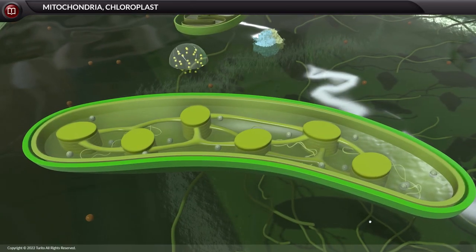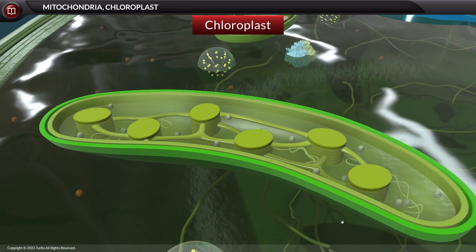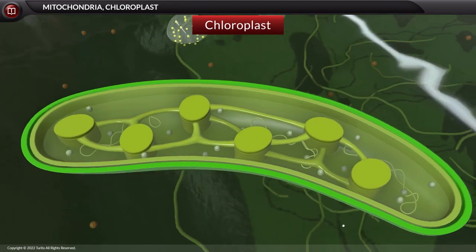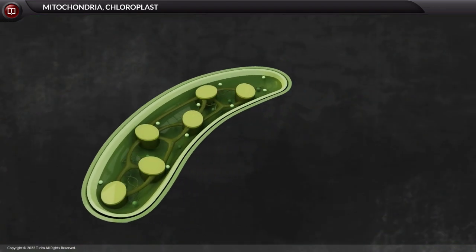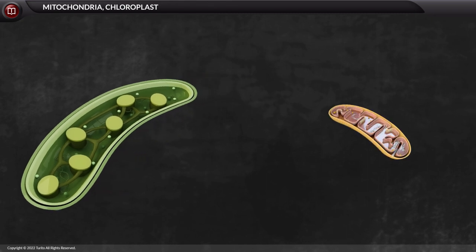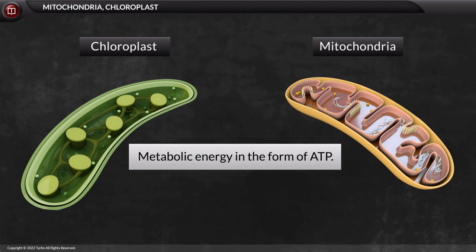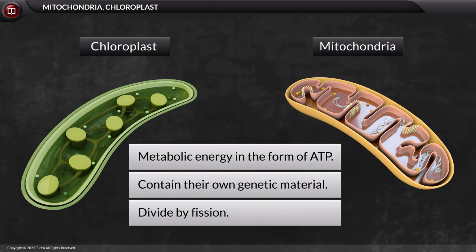Let us now move to the next cell organelle, chloroplast. Chloroplasts are plastids present in plant cells that play a critical role in photosynthesis. In many aspects, chloroplasts are similar to mitochondria. Both organelles generate metabolic energy in the form of ATP, contain their own genetic material, and divide by fission. However, the chloroplasts perform a unique task called photosynthesis.